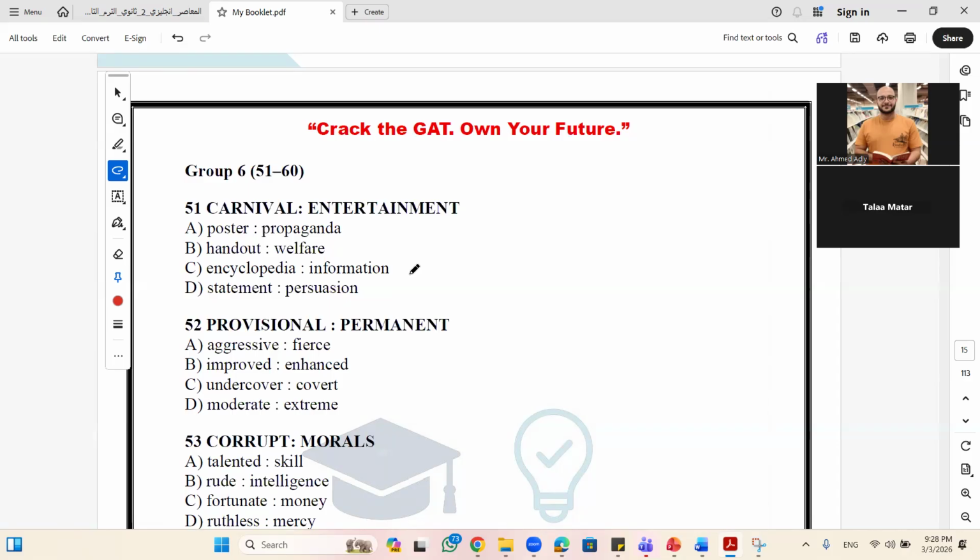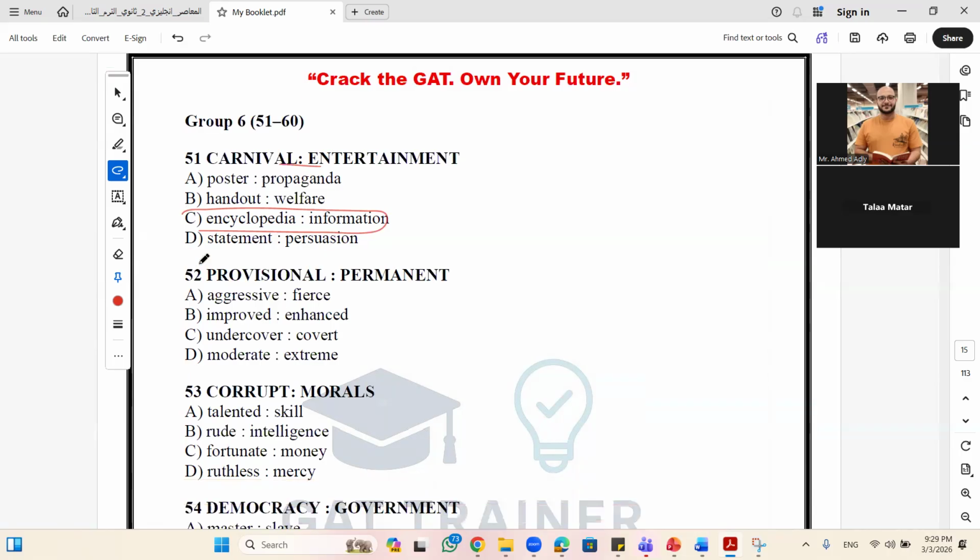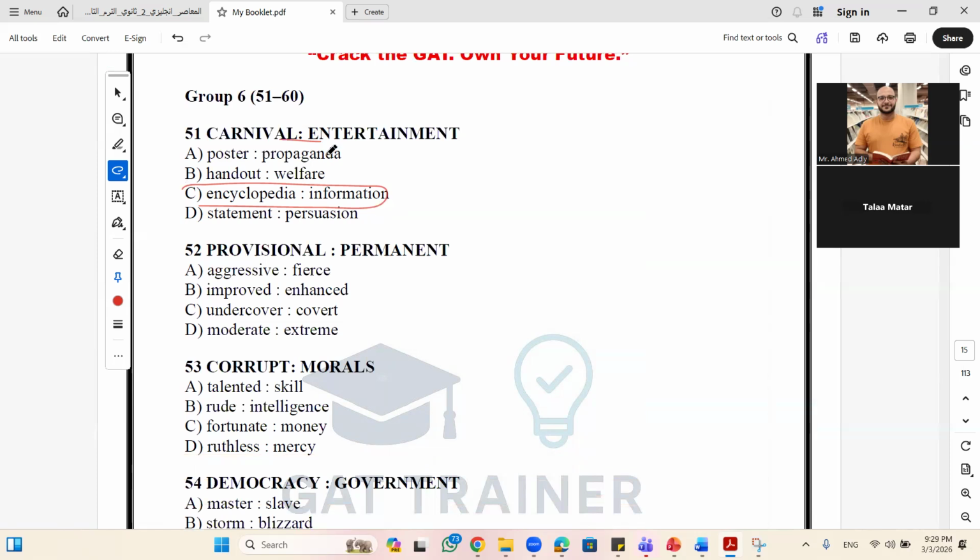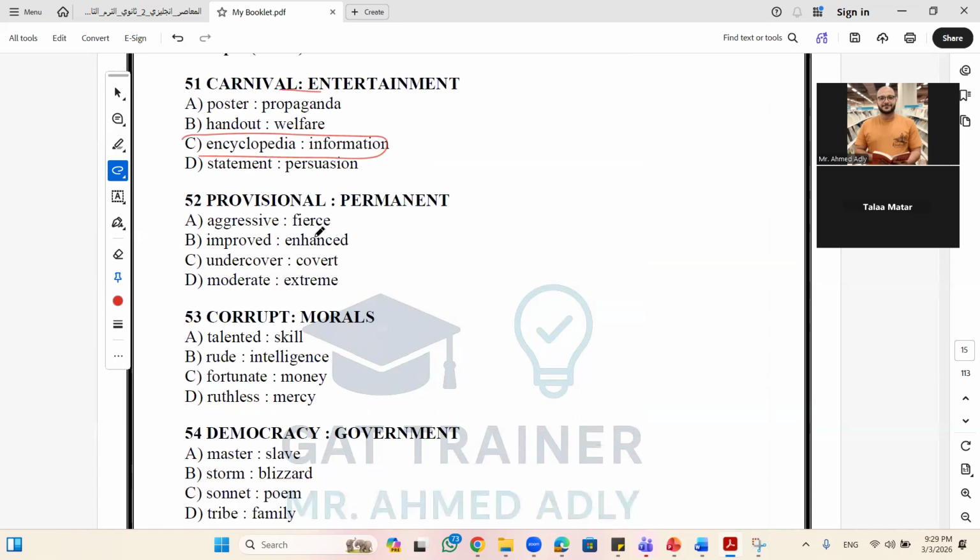Encyclopedia and information. Good job. By the way, a carnival provides people with entertainment, like an encyclopedia provides people with information, right? Encyclopedia provides people with information, like a carnival provides people with entertainment.